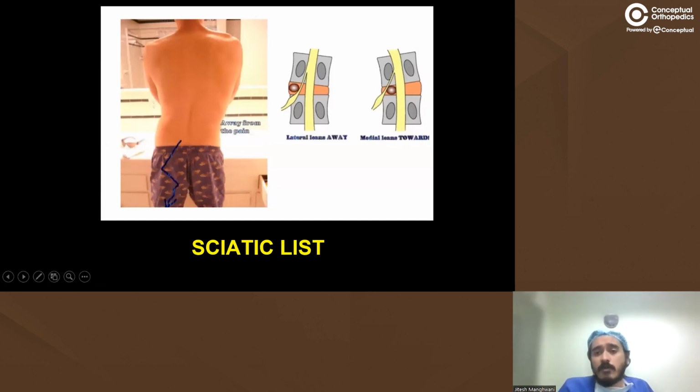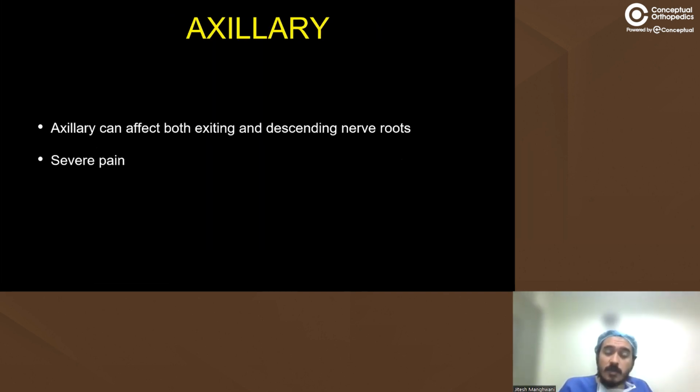So obviously, if this axillary disc is big in size, it is notorious to cause symptoms of both, and it may not be restricted to one. And if this happens, like the axillary disc which is big in size affecting both the nerve roots, generally these patients have severe pain.